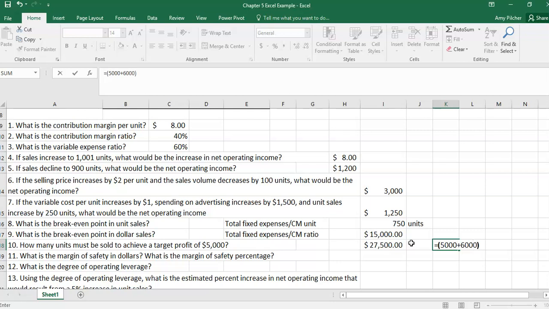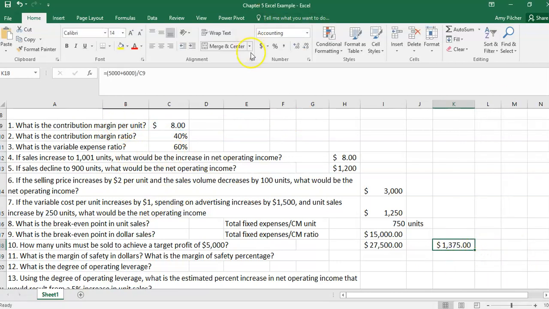For the number of units, we are going to take our 5,000 target income plus 6,000 in fixed costs and divide that by our contribution margin per unit. So the number of units that we need to sell to achieve a target profit of $5,000 is 1,375 units.